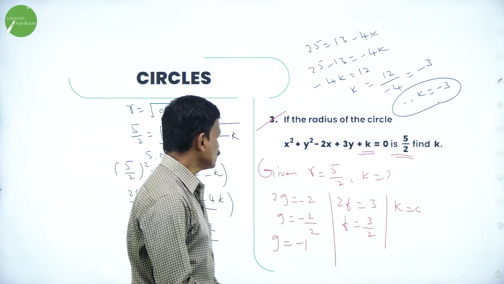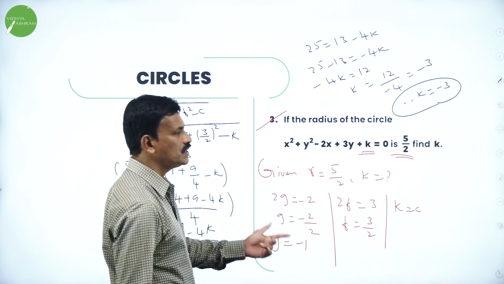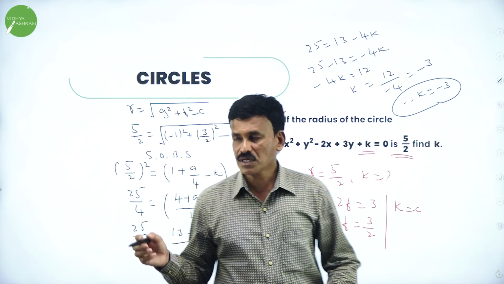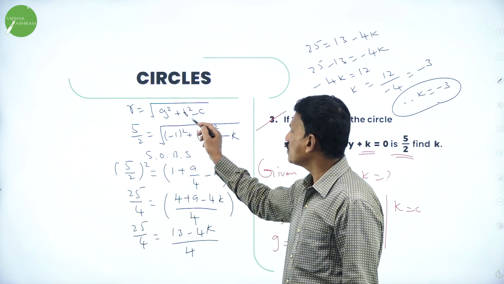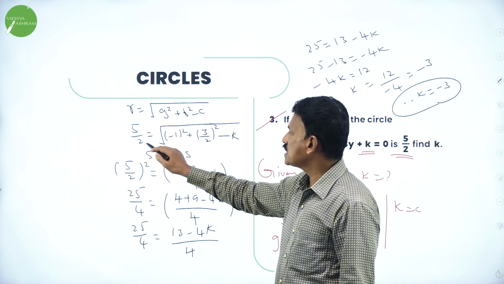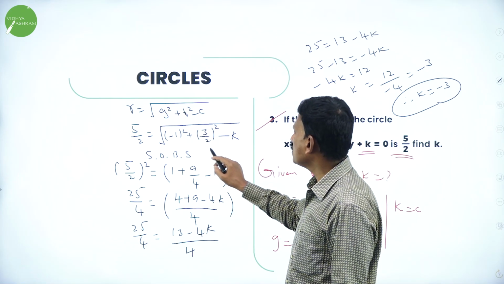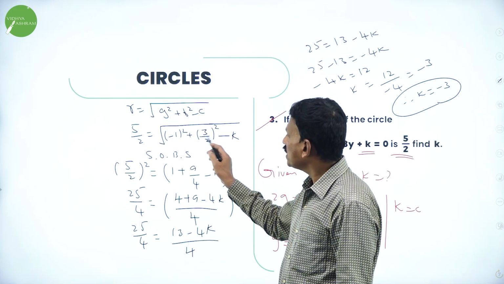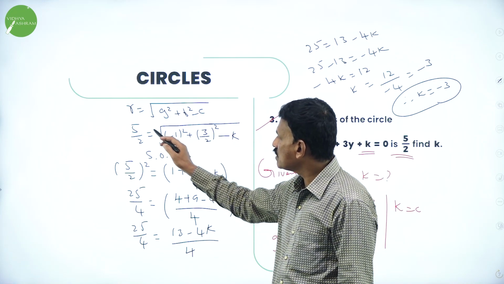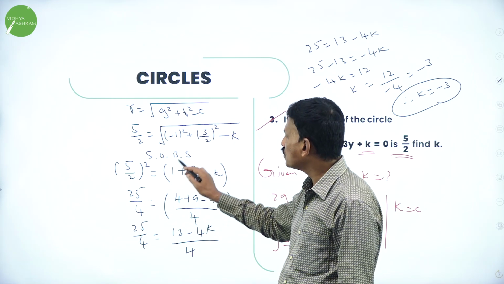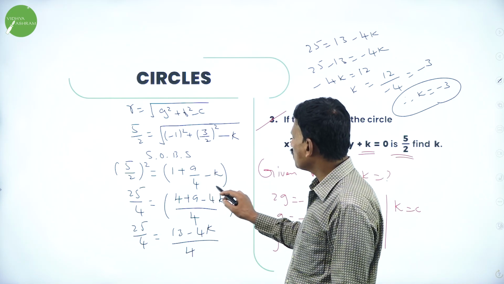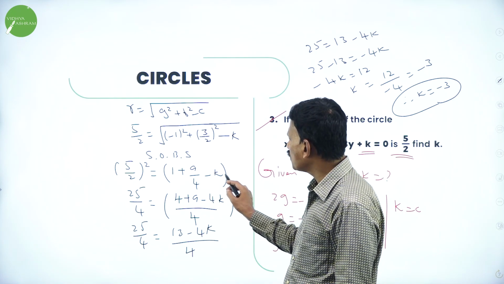Very simple. See, just substitute the value of g, f and c in the formula, that is radius of the circle, root of g square plus f square minus c. Radius is given 5 by 2 is equal to root of g square, minus 1 square, plus 3 by 2 whole square, minus k. Squaring on both sides, square root gets cancelled. 5 by 2 whole square is 25 by 4. So 1 plus 9 by 4 minus k. Take 4 as the LCM, 4k.